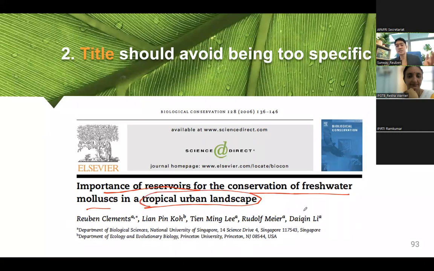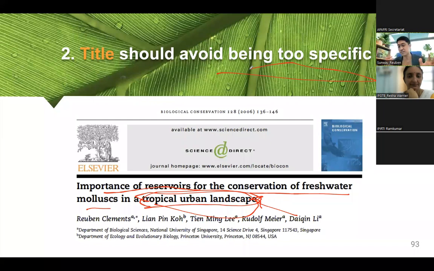A lot of the times we're tempted to put the actual location. This study was done in Singapore, for example, and a few lakes, but I did not put Singapore here. I just called it a tropical urban landscape. So this was actually a vague title that then invites people to say, what is this tropical urban landscape you're talking about? Oh, okay. When I read it, it said Singapore.